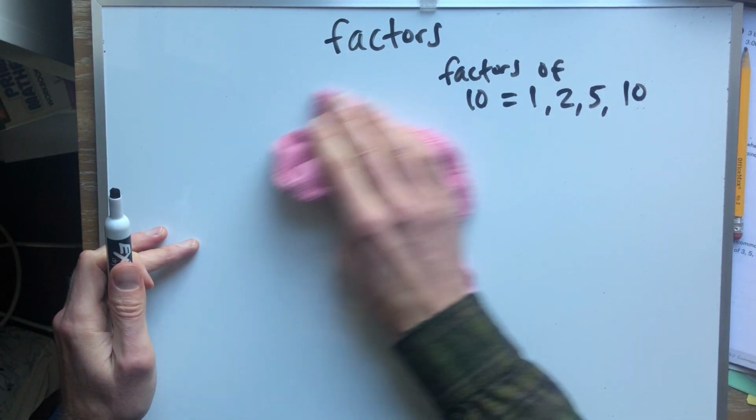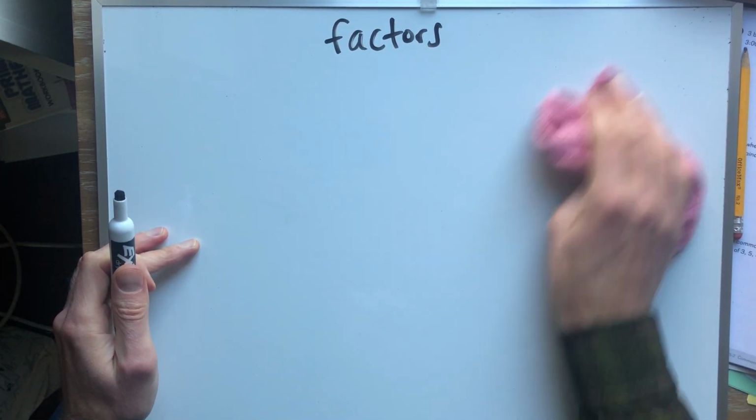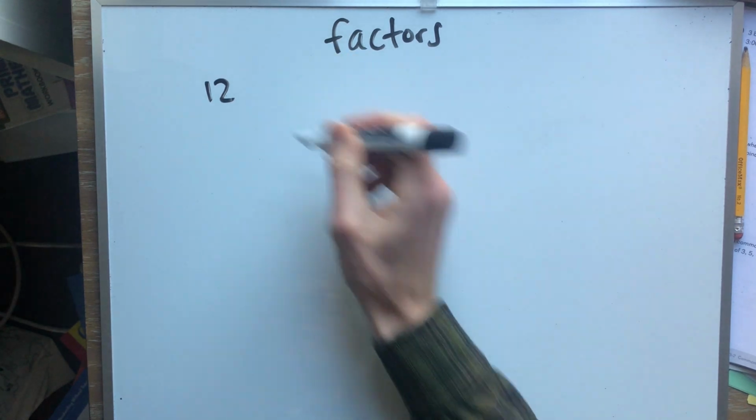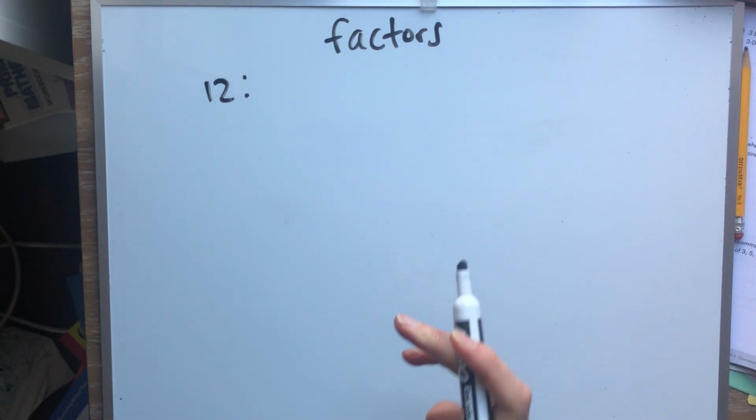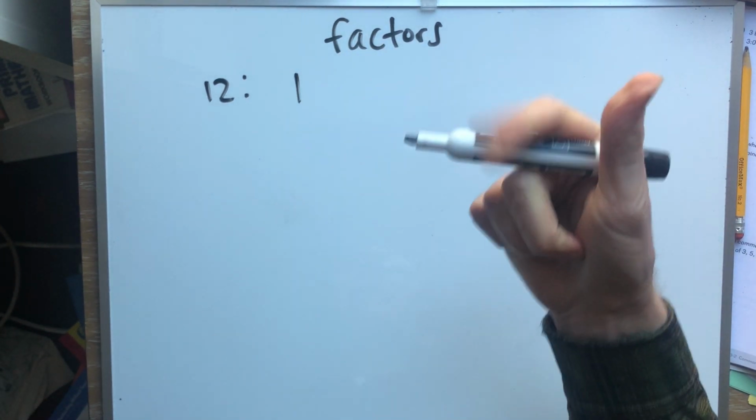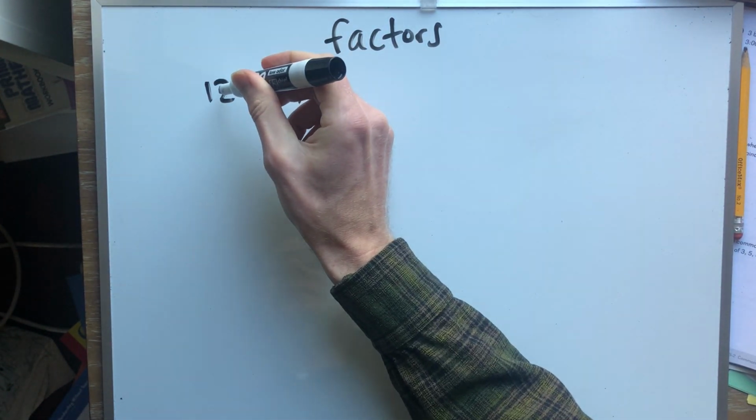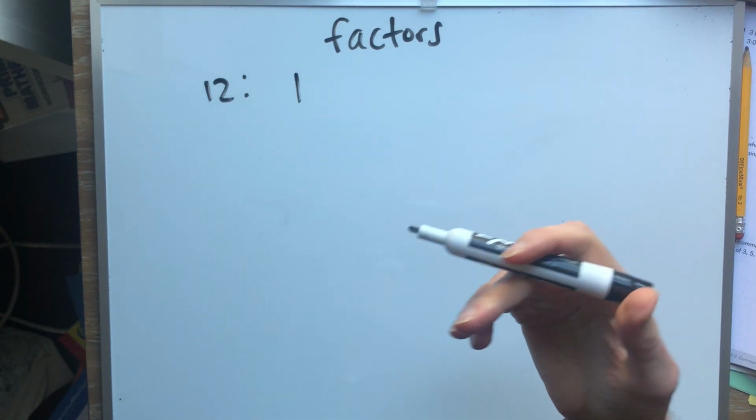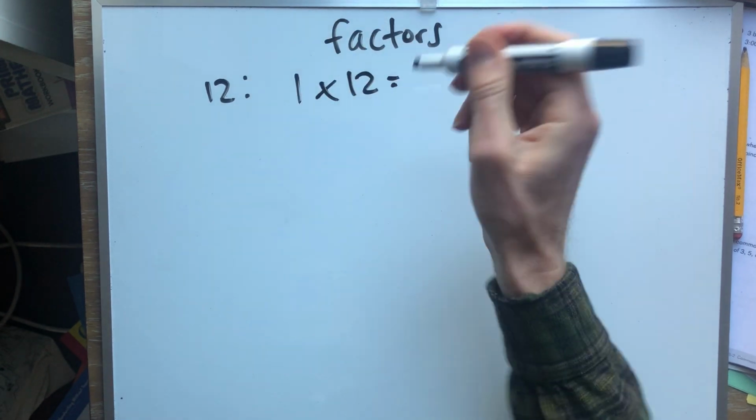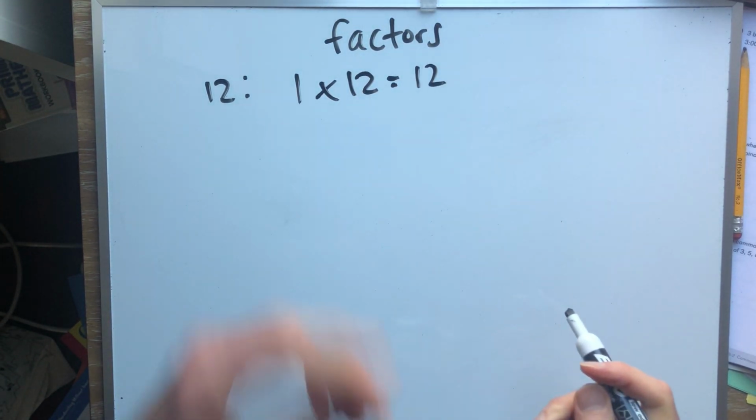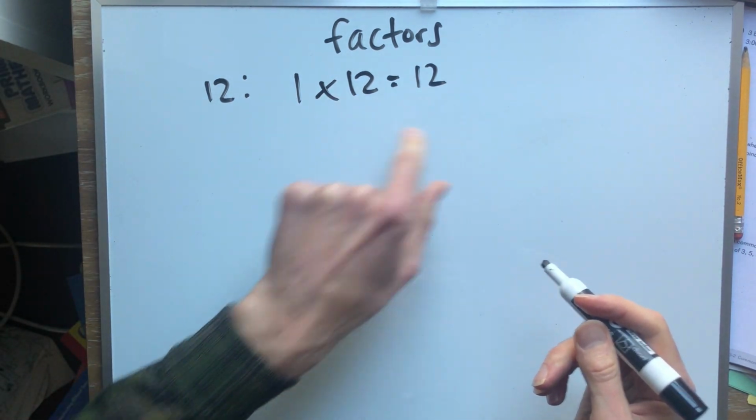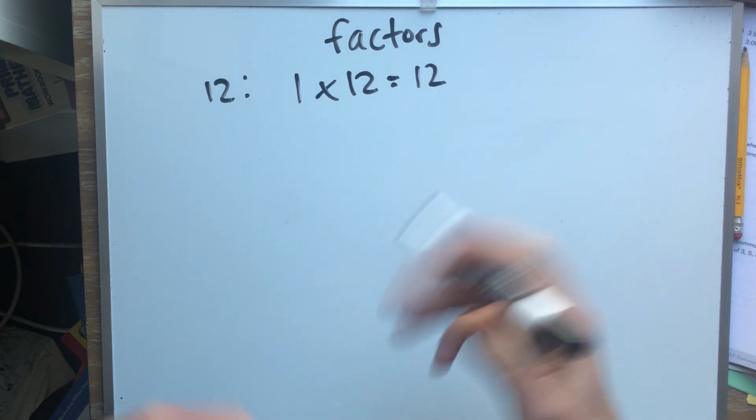Let's try another one. Let's try factors of 12. Well, you might have guessed by now, 1 is going to be a factor of any whole number because you can always count by 1. The number itself is always going to be a factor because you can count by 12s. So 1 times 12, of course, equals 12. So you should be able to say 2 factors of any number really fast because 1 times the number itself, those are 2 factors right there. But now we got to figure out some more.